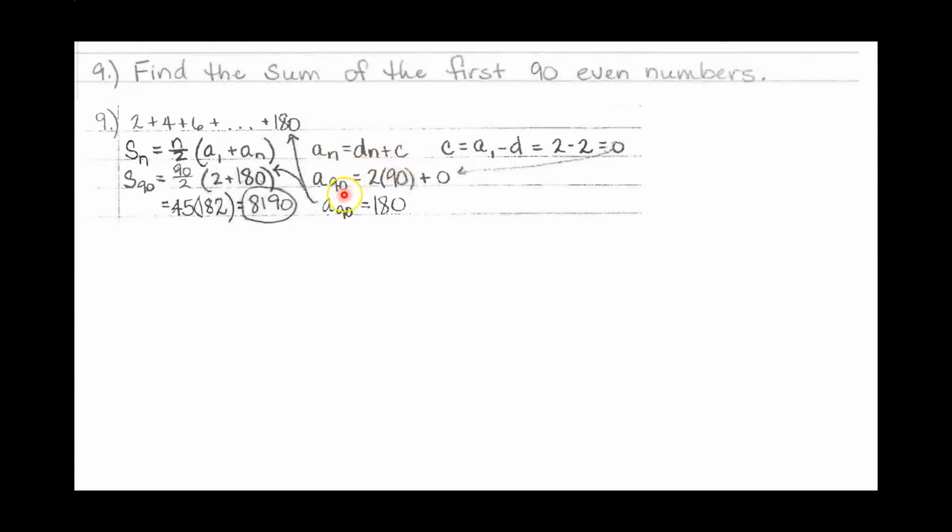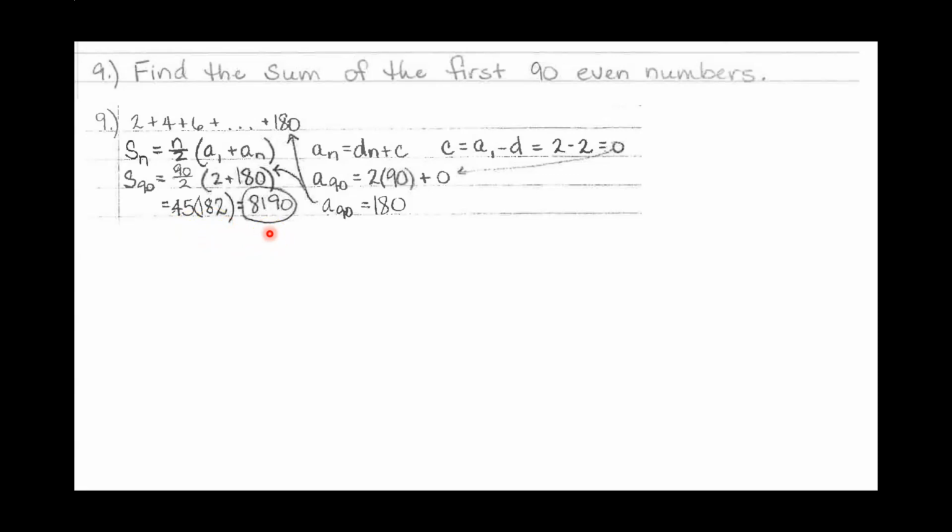We are looking for the 90th term, so n is 90. Our constant difference, 4 minus 2 is 2, 6 minus 4 is 2, so the difference is 2. n is 90. And then c is going to be the first term minus the difference. So the first term was 2 and the difference was 2, so this will be 0. So our 90th term would be 180. That's a sub 90, the last term in our sequence. All right, so 2 plus 180 is going to give us 182, and then 90 divided by 2 would be 45. So 45 times 182 is going to be 8,190.